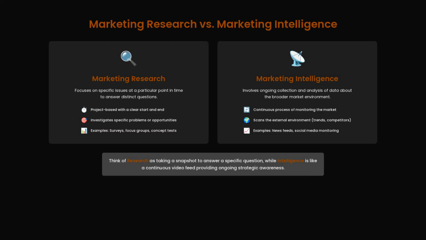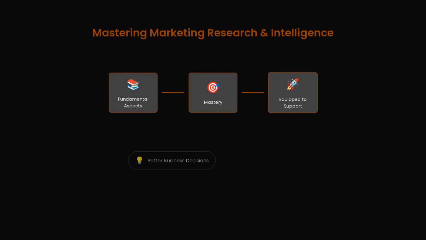Think of marketing research as answering specific questions, whereas marketing intelligence provides a continuous flow of information to inform strategic decisions. By mastering these fundamental aspects of marketing research and intelligence, you'll be equipped to support better business decisions and strategic planning.